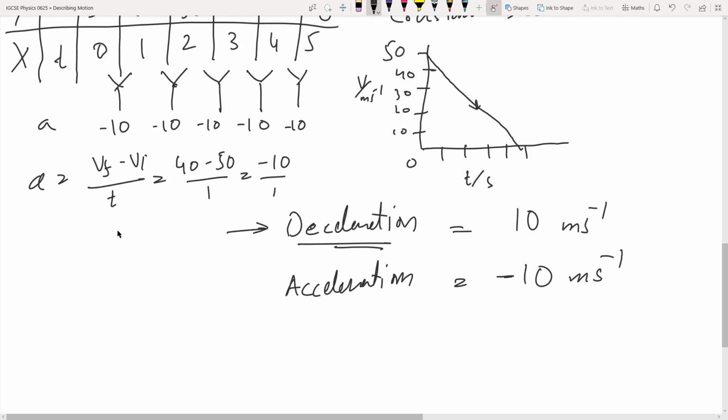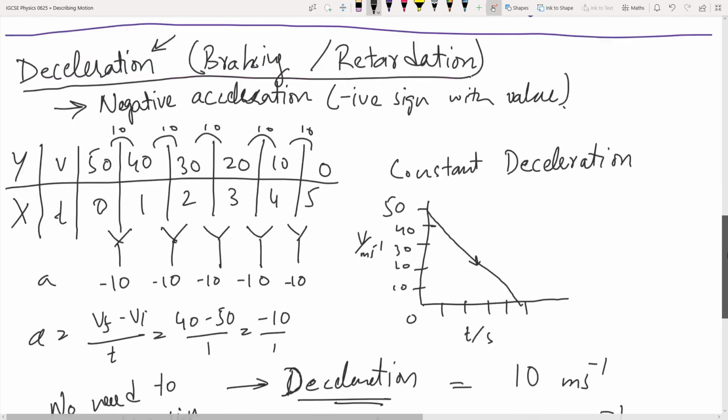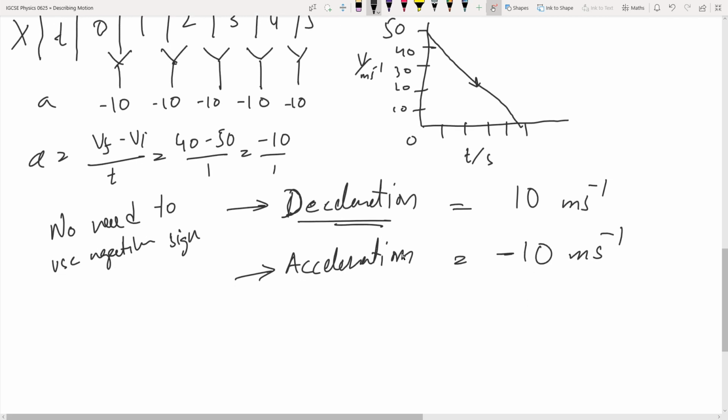So for deceleration, no need to use a negative sign, right? You don't need to, because deceleration already refers to the minus value, so you just need to write the numerical value. If I just ask for acceleration and your values are trending in a way that they appear to be negative in nature, then you have to use the negative sign. Now in most of the cases in the exam, it is actually the deceleration that is being asked, so you wouldn't have to use a negative sign, but at times they do.